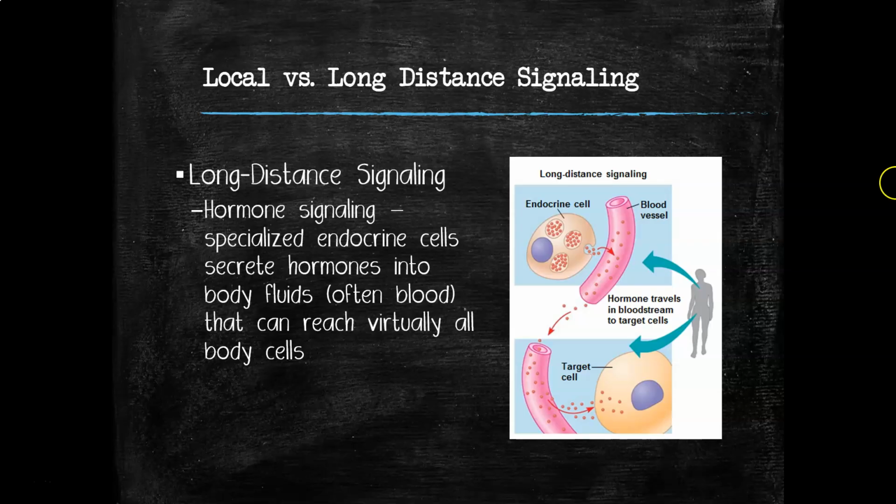So you can talk about something like your brain producing oxytocin, and that then travels to a woman's uterus and causes contractions during childbirth. So not something that is necessarily working on a target cell right next to the secretory cell. Instead, it's traveling a much greater distance throughout your body in order to create the response that is necessary.